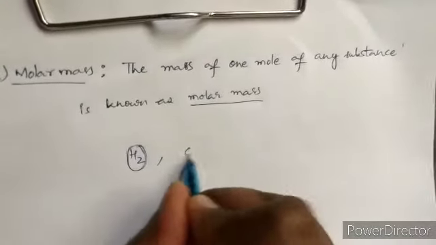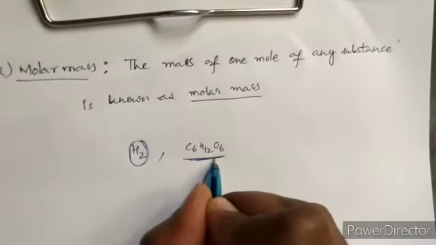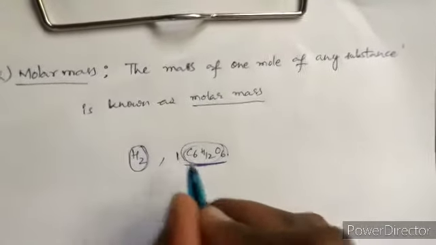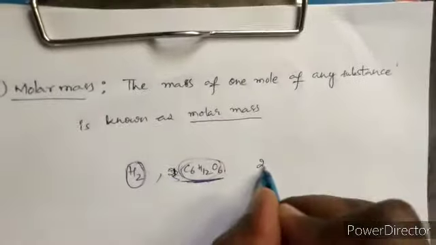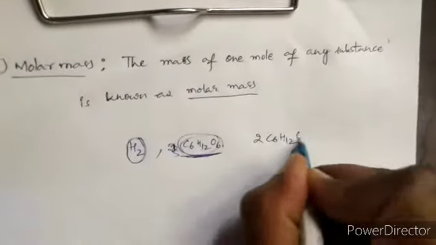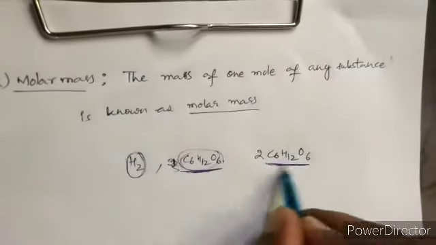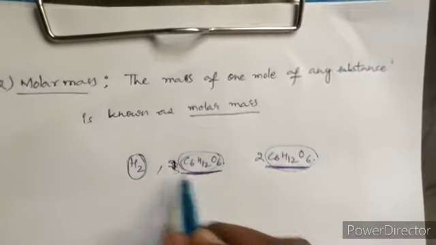Next glucose, C6H12O6. This is glucose formula. In this, how many glucose molecules are there? Only 1. There is no 2, 3. Suppose 2C6H12O6 means 2 glucose molecules.